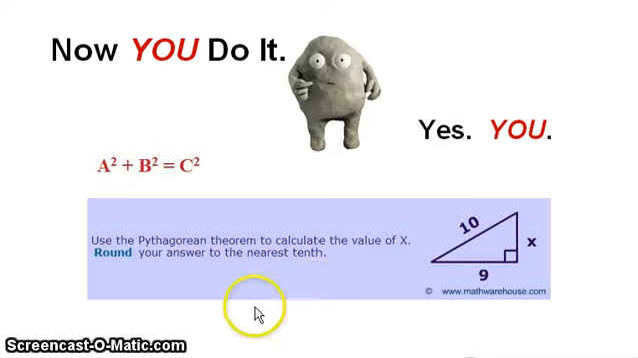Now you do it. A squared plus b squared equals c squared. Here's your sample. Okay? Go ahead and pause the video, and then when you're ready to go again, hit play.